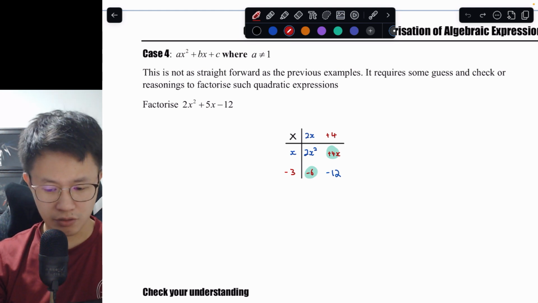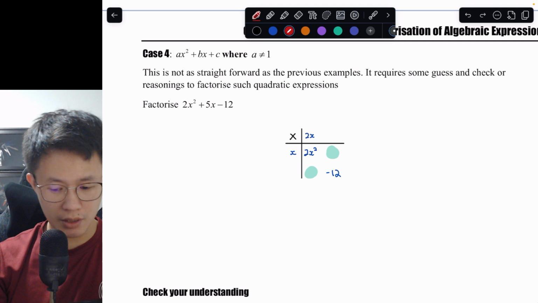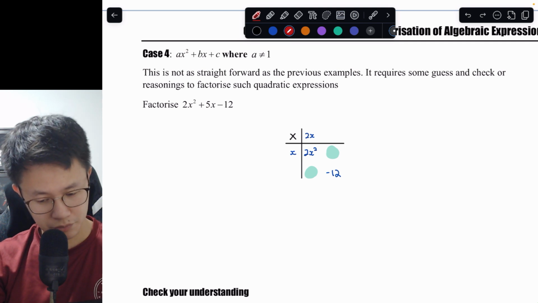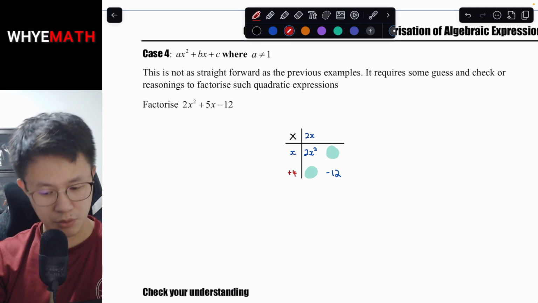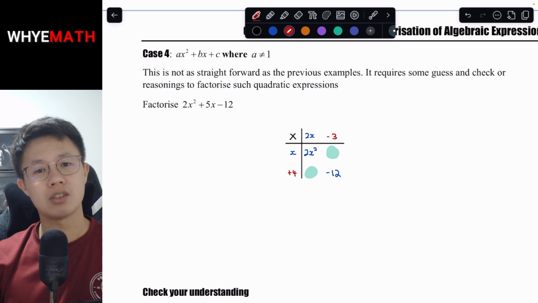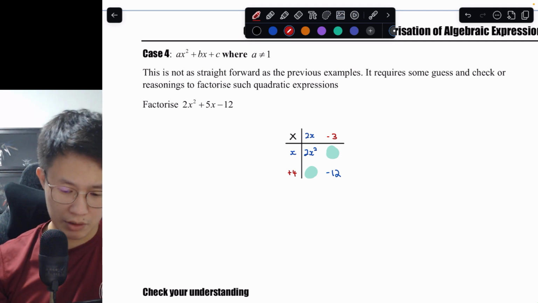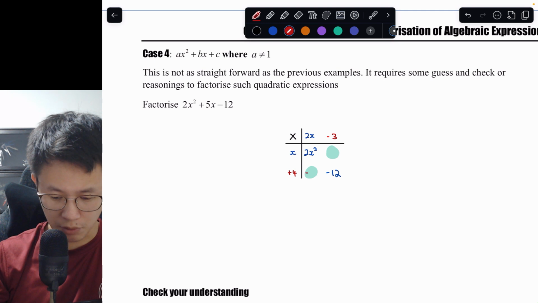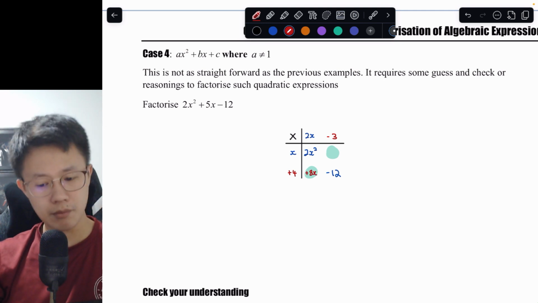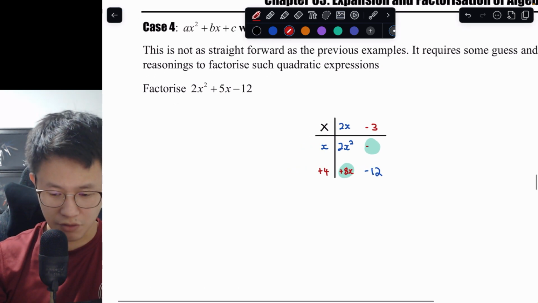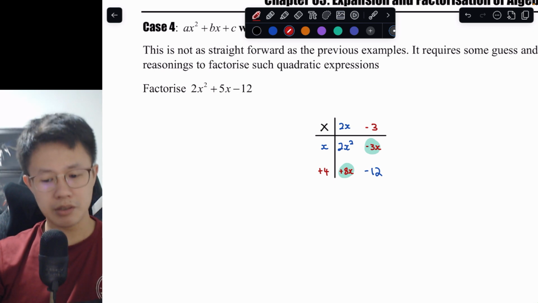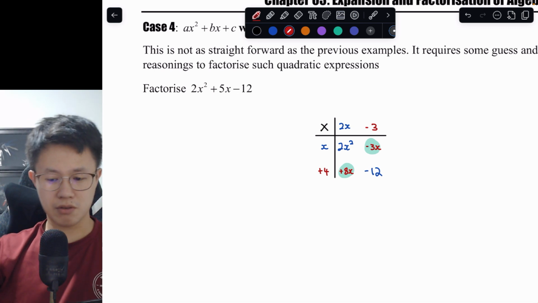So actually that's a lot of things to do in fact. And we need to actually decide what factors would be best. It could also possibly be positive 4 over here and negative 3 over here. It could be the same factors but just placed in a different manner. And from here we ask ourselves the same question. I have a positive 8x, and subsequently I have a negative 3x over here, because negative 3 times x gives you negative 3x.